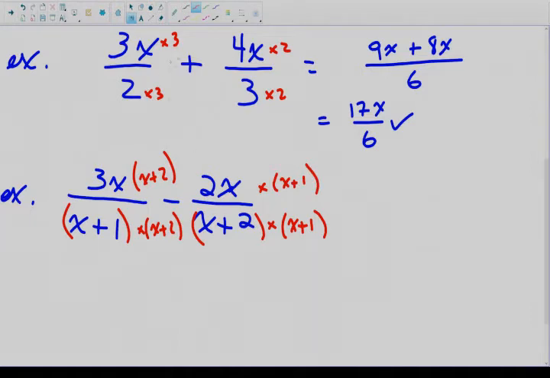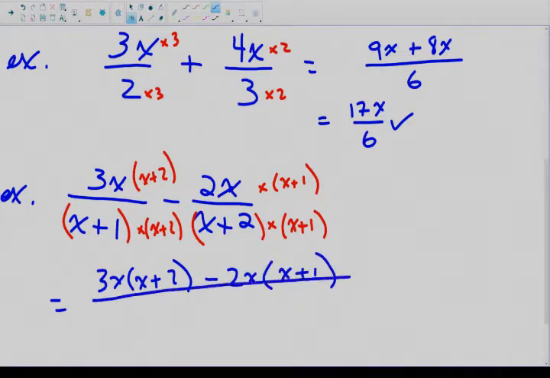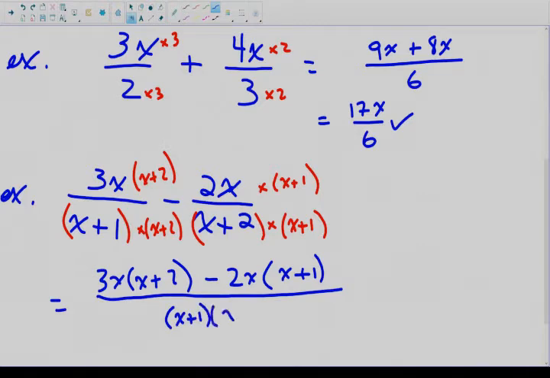So it's the exact same thing we did up here, multiplying the 2 times the denominator 3, top and bottom, multiplying 3 by the denominator 2, top and bottom, in order to get our common denominator. So what is this going to look like? Well, we're going to have 3x times x plus 2 minus 2x times x plus 1, all divided by the common denominator of x plus 1 times x plus 2.